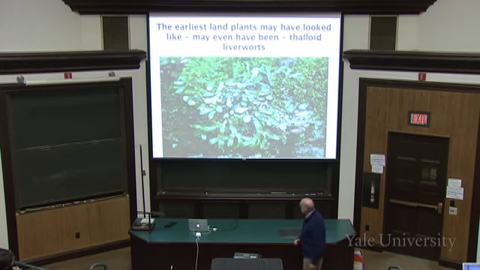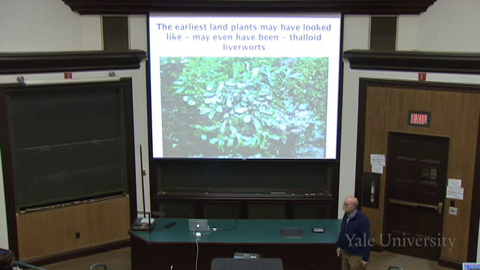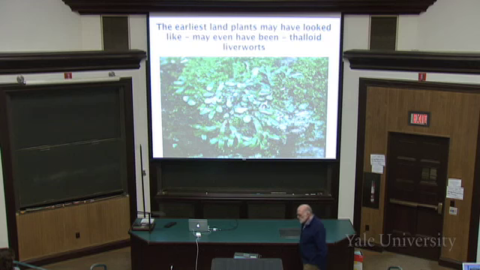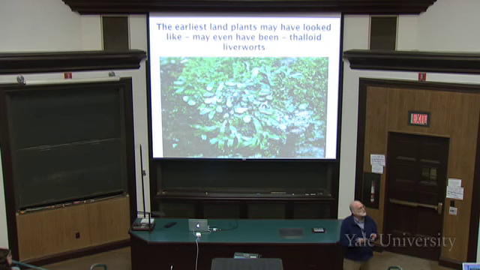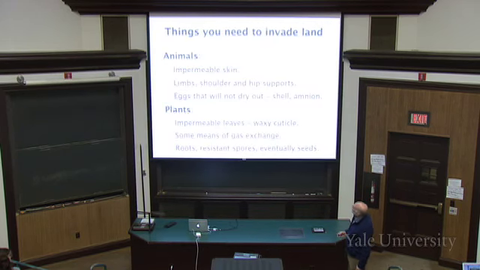This is what the first plant on land might have looked like, and the first plant on land might actually have been a liverwort. So this is a thalloid liverwort. And when you look at it, it looks a fair amount like algae that we are familiar with and that we see in the intertidal zone. It doesn't really look that different in its structure from a marine alga, but it is adapted for living on land. And to get onto land, this is what you need.